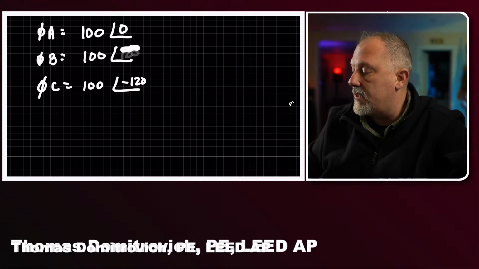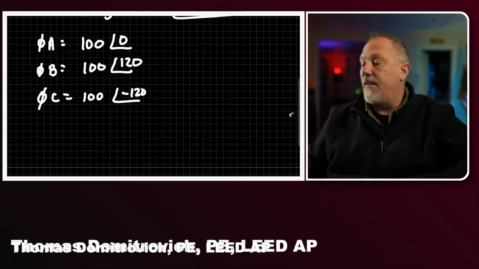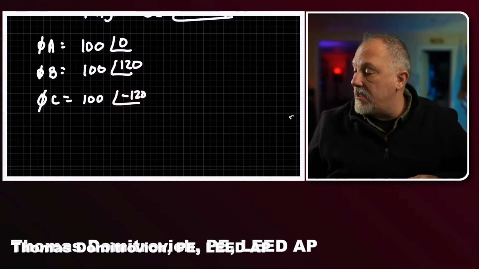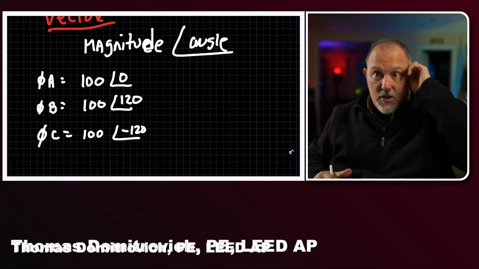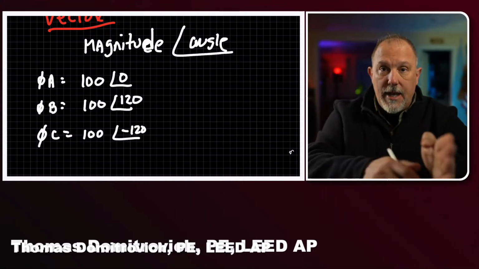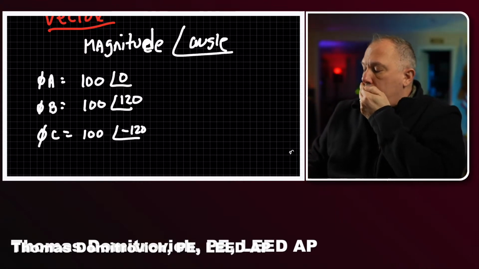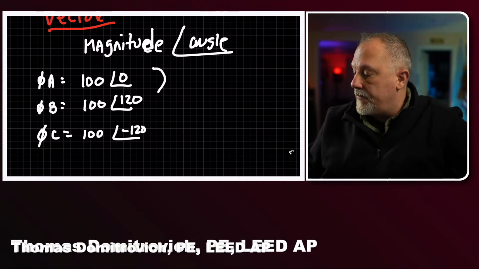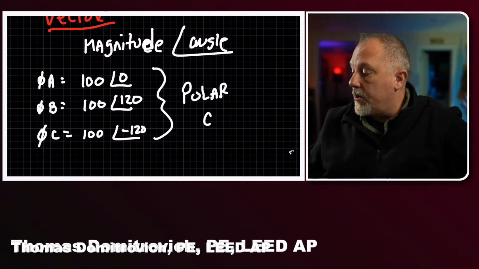I know this is not very clear. All right, so I've got my vectors. These are vectors because I express a vector as a magnitude and an angle. We call these polar coordinates.